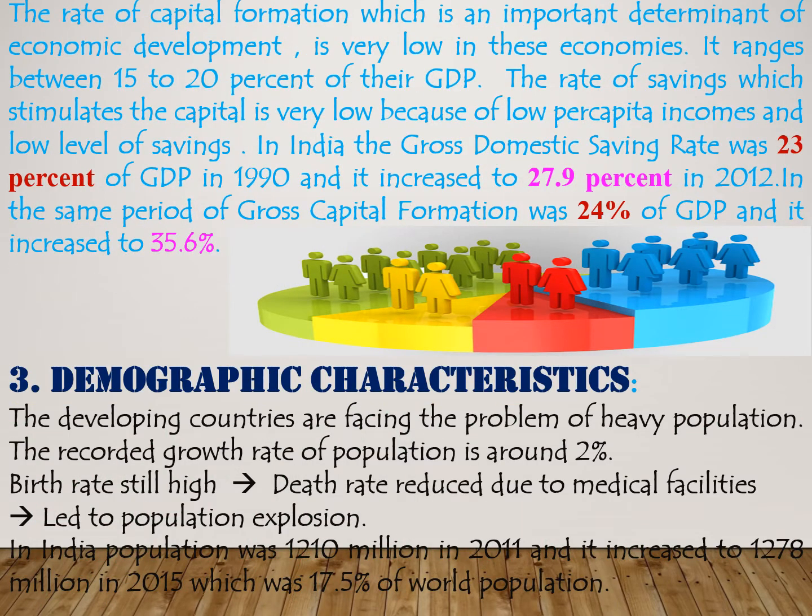Next, the rate of capital formation, which is an important determinant of economic development, is very low in such countries. In the 1990s it was 27.9%. Per capita savings was 23%, and capital formation was 24% of gross domestic product, and it increased to 35.6%. Whatever the reason, there is an insufficient amount of capital in developing countries.